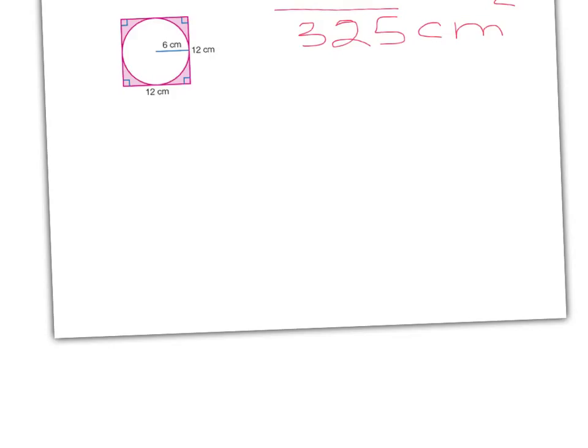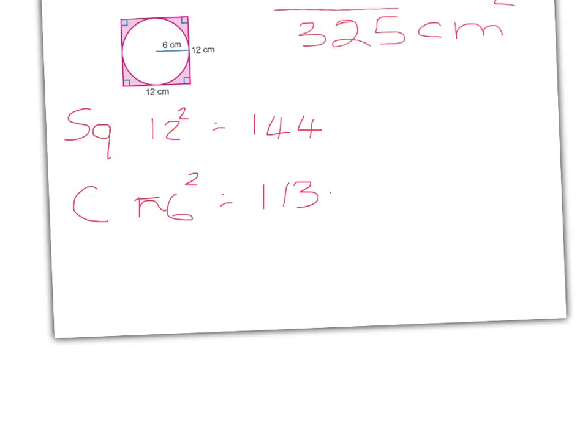Right, so the square is 12 by 12, and we know that a square, so we just go S, you can do SQ, is 12 squared, so 12 squared is 144. Right, so we know what our square is. Now we have to work out what our circle is. So we go circle. We know that our radius is 6 centimeters. So we go pi 6 squared is equal to 113.1. Let's make it 113.10, because we're rounding it to 2 digits.